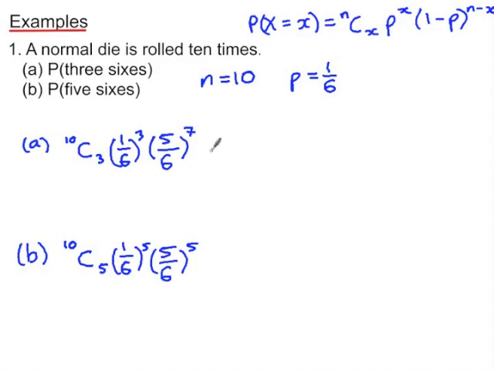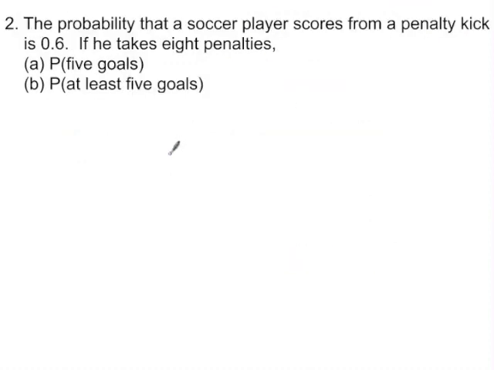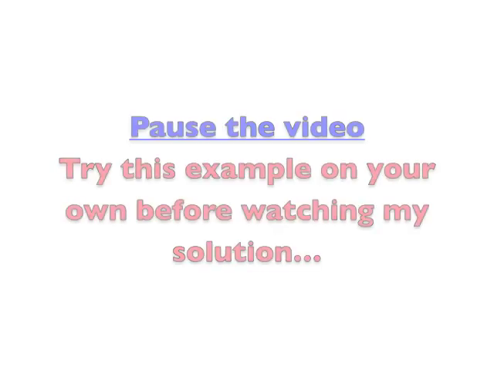So try putting these values into your calculator. The probability of rolling 3 sixes is 0.155 and the probability of rolling 5 sixes is 0.013. So that's obviously less likely than rolling 3 sixes. Try this second example yourself before watching my solution.